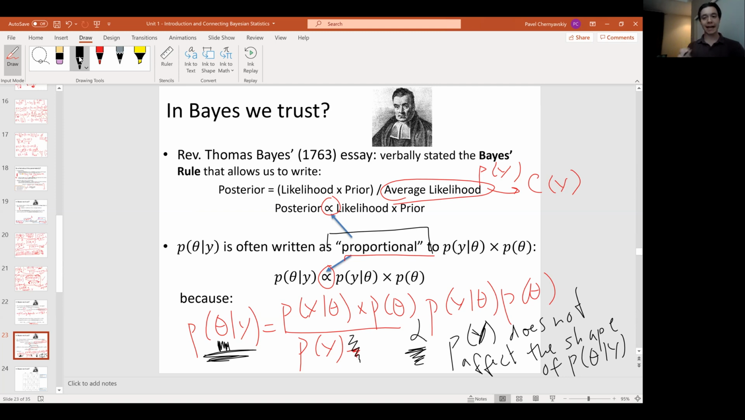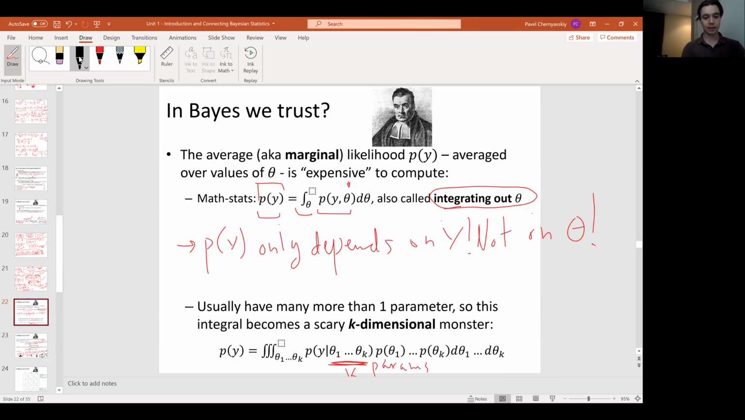We really like not having to compute our marginal distribution. Because in the case of a single theta, you can say, well, there are numeric integrators. There are plenty of numeric integrators that will allow me to programmatically evaluate this integral, and you would be correct.